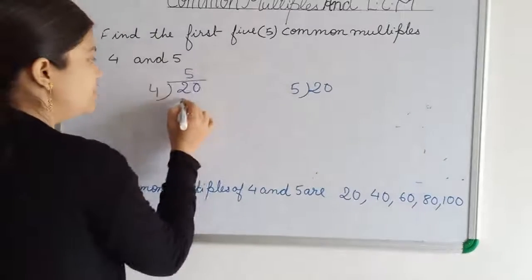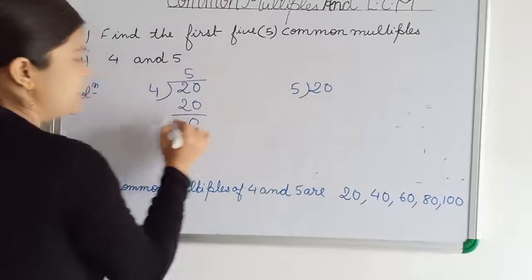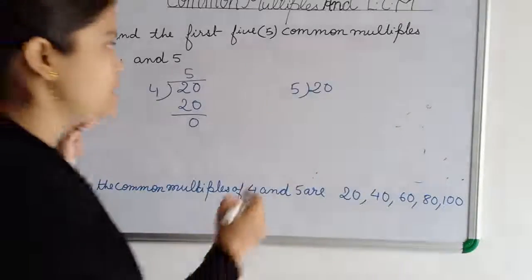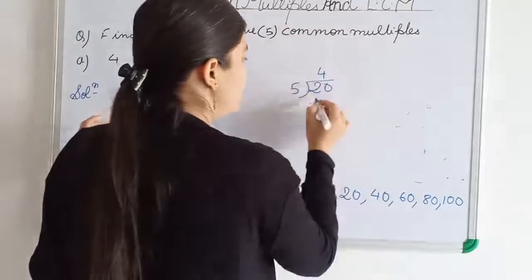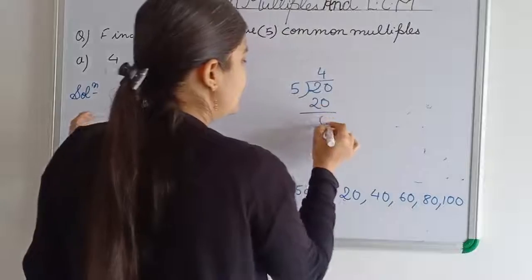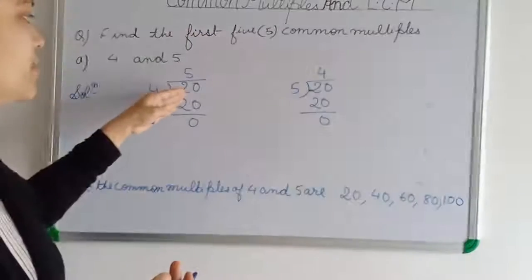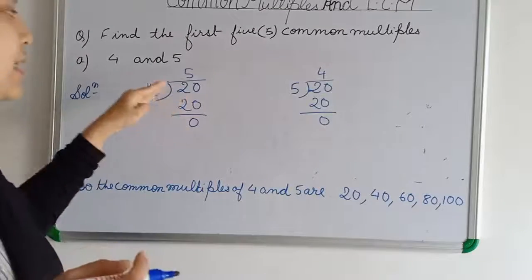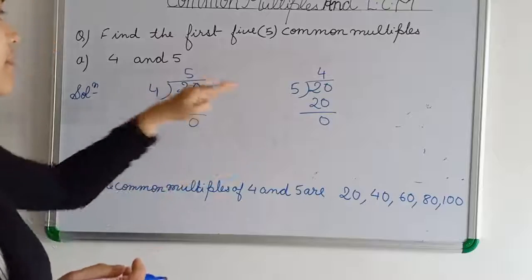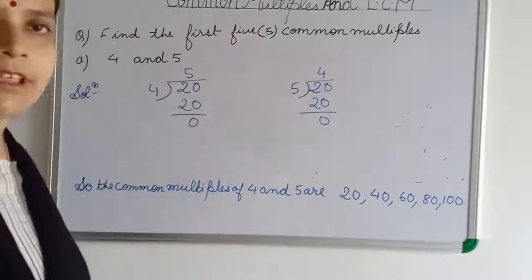4 5s are 20. Yes, here we get 0 remainder. Now here you see 5 4s are 20. Here also we get 0 remainder. It means this 20 is perfectly divisible by 4 and 5 together. So 20 is a common multiple of 4 and 5.